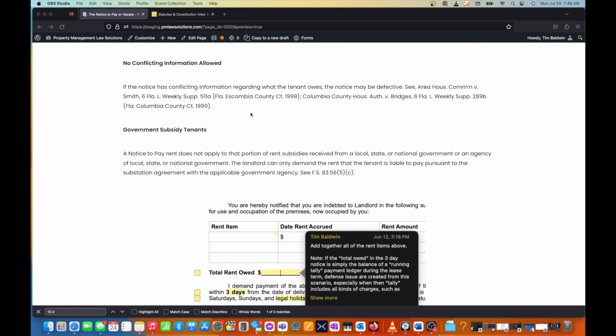Another thing to keep in mind here is that we have to ensure that there's no conflicting information within the notice itself. We can give examples of this, but basically, you don't want to give information within the notice that could be conflicting with each other.